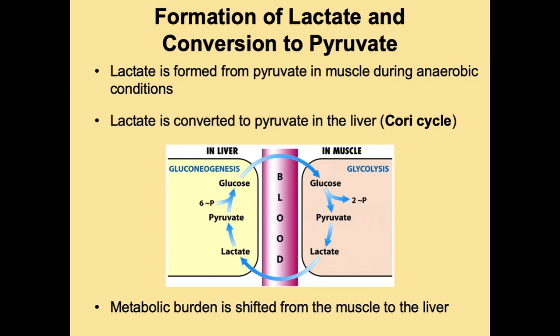So gluconeogenesis is not taking place in the muscle. Remember, gluconeogenesis is very energy demanding, so it requires a lot of energy, and it shifts that burden from your muscles, which require the ATP for motion, so to move your muscles, and it puts the burden onto the liver.